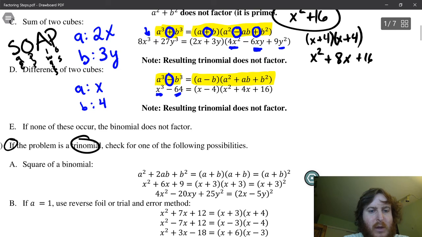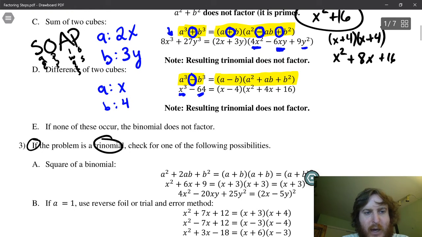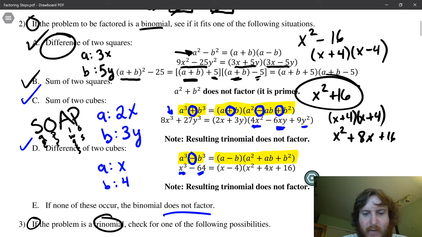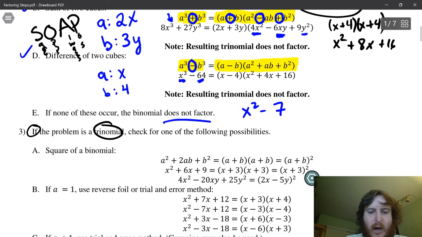So now, if none of these happen, so if we don't have a difference of squares, we don't have a sum of squares, we don't have a sum of cubes, or we don't have a difference of cubes, then basically, if you only have 2 terms, a binomial, you can't factor it. So if you just had something like x squared minus 7, that's not a difference of squares or cubes. So basically, we just can't factor it anymore.